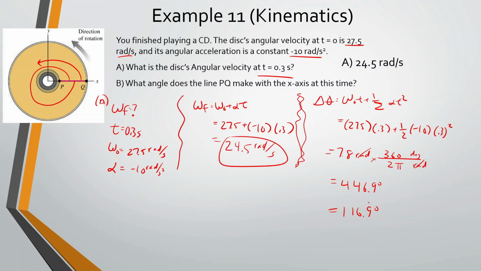Oh, whoops. Sorry, not 116. This should equal 86.9 degrees if we subtract 360 degrees. So 86.9 is going to be around here. Okay, 86.9 degrees.